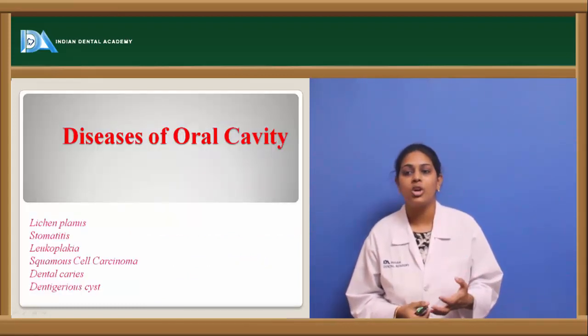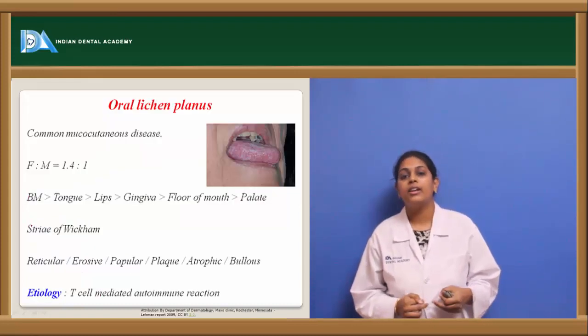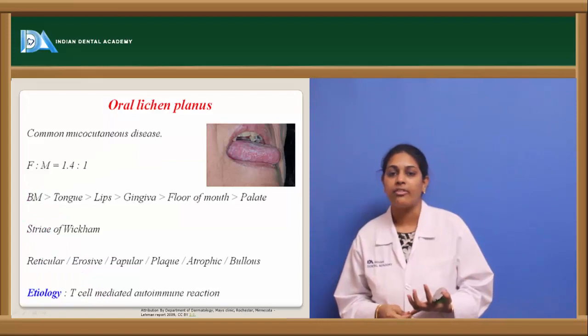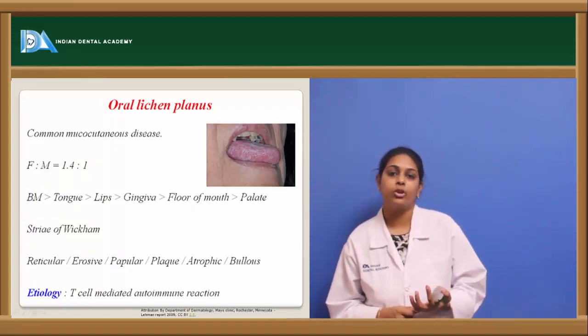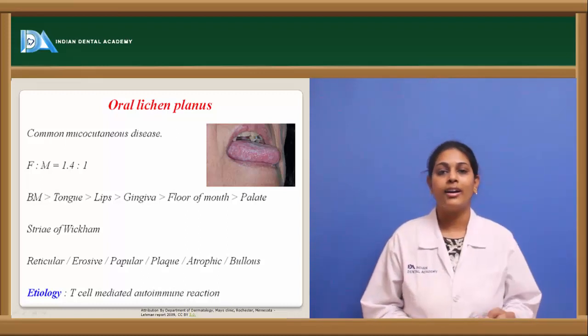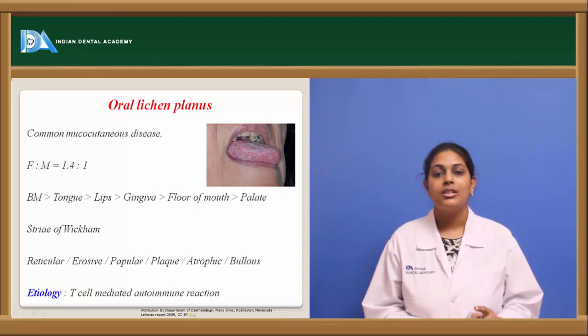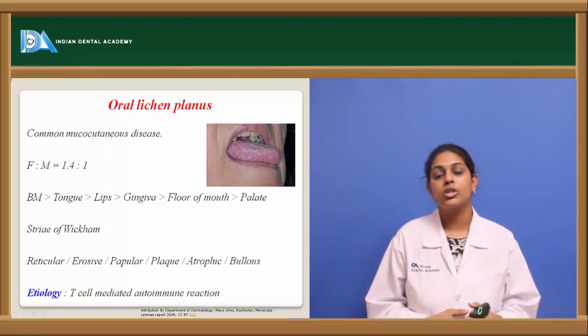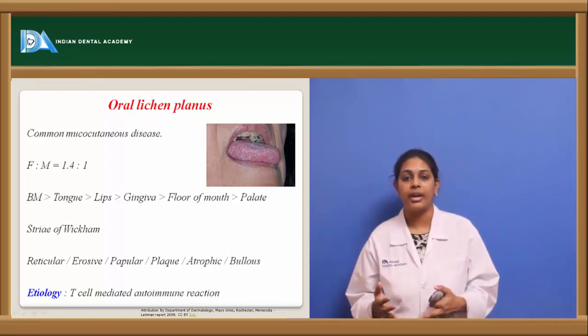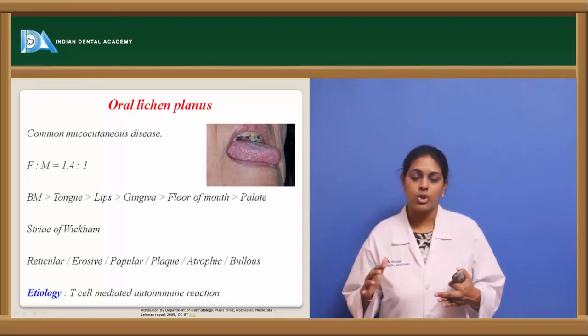Coming to certain diseases of the oral cavity. Usually we find Lichen Planus, which is a common oral cavity disorder. Rather than an oral lesion, it is a mucocutaneous disorder, that is, it involves the mucous membranes as well as the cutaneous tissue, that is the skin. It is seen most commonly in females compared to males, in a ratio of 1.4 to 1.